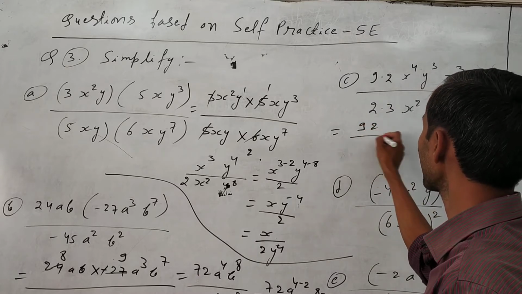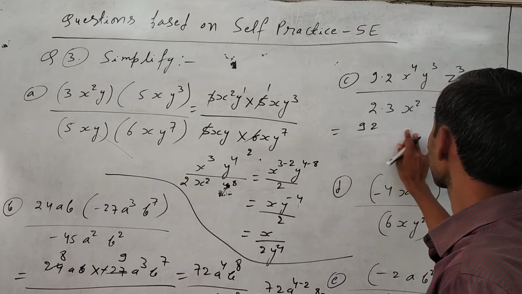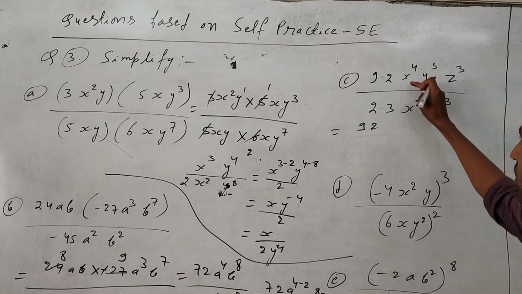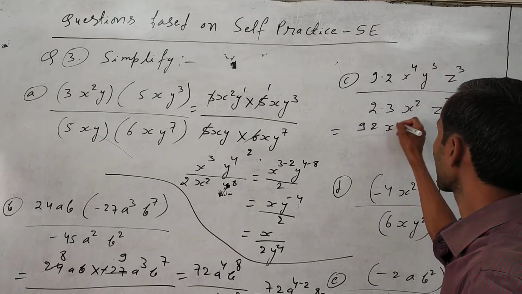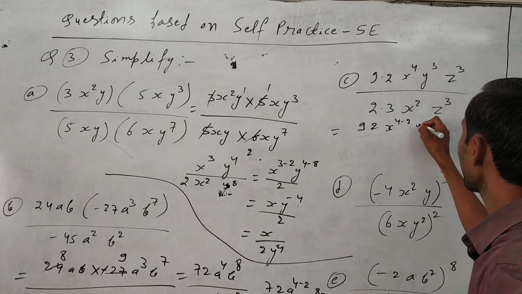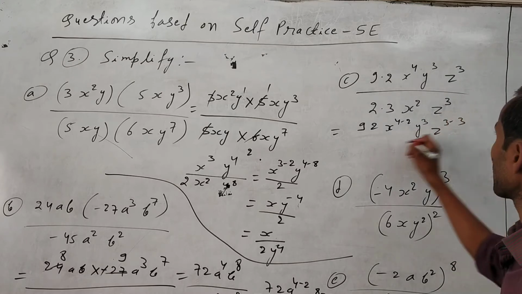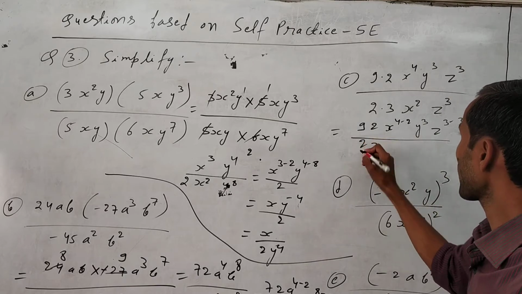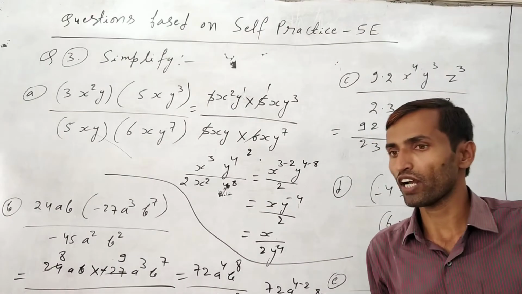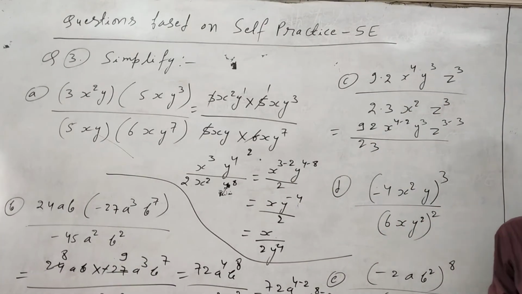So 92 upon 23 will come, and now we can subtract. So x^(4-2) will come, y^3 as it is, and z^(3-3) will come, upon 23. Now, in the table of 23, 92 comes 4 times.